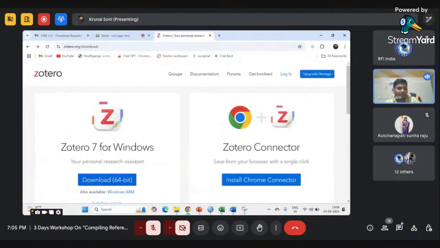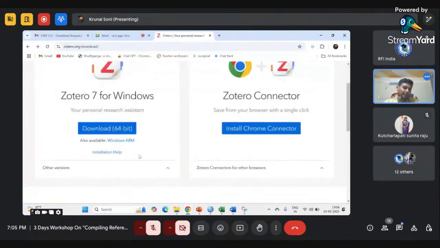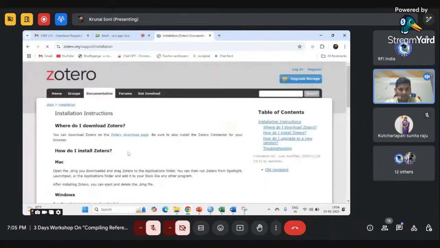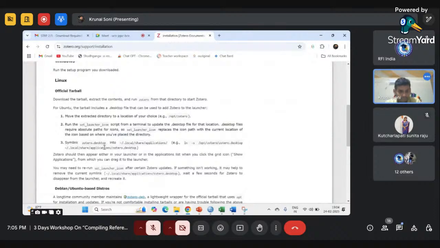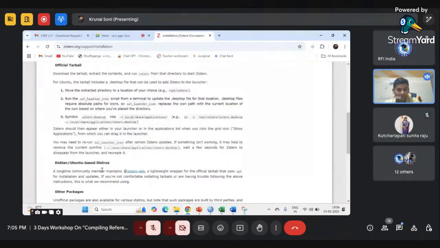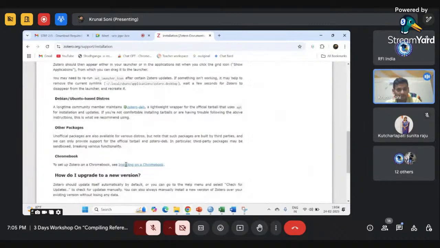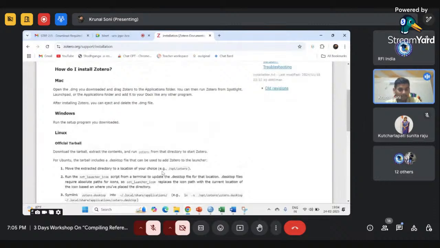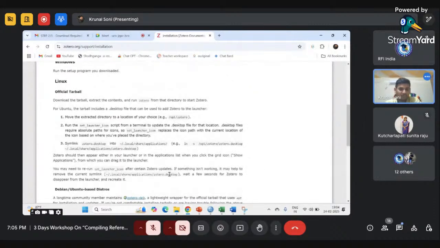And this is the setup. Zotero 7 for Windows is actually the setup. And if at all you want any installation help, you can always go into this. Right, how to install, every step has been given over here. Very easy to download and install. Is it clear? Yes, sir.